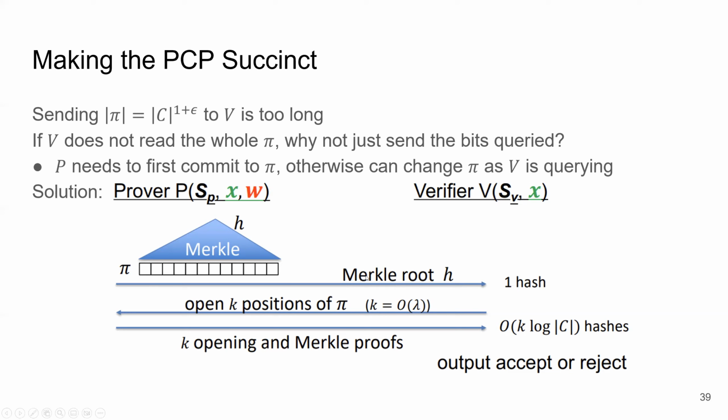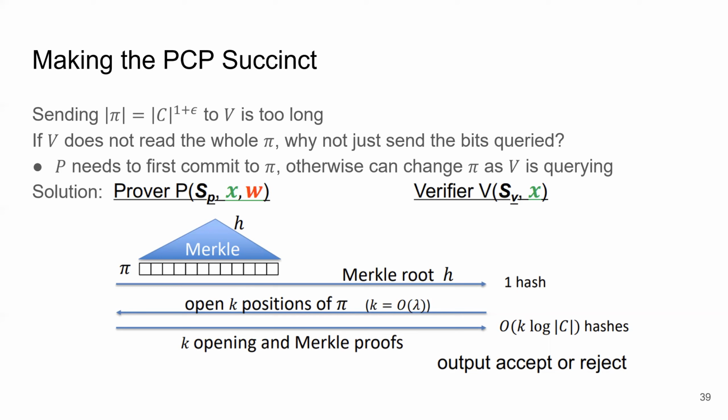So only the Merkle root is first sent to the verifier. The verifier will then send over k, or lambda, where k is linear in the size of lambda. It'll send over the k positions of the proof that it wants to open. So it'll query those positions. And then the prover is going to send over those bits, and for each bit, the Merkle proof that that bit was correctly positioned in some index of the total proof pi.